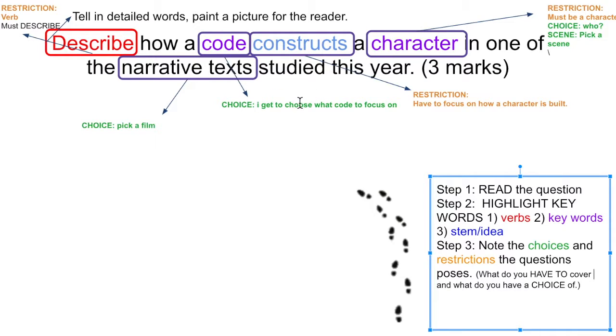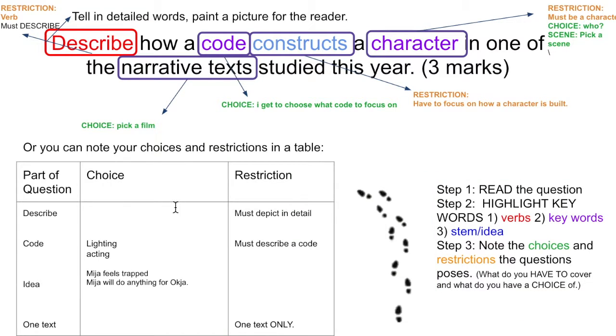You can do this brainstorming in an annotation if you want, like I've done here, or you can organize it in a table like this. So I've done what part of the question, do I have a choice, do I have a restriction? And I've even started to do a bit of my brainstorming here. With my code, I've gone, maybe I'll do lighting or acting. With my idea that I'll talk about character, maybe I'll do that Midge feels trapped, or that Midge will do anything for Okja because that's her emotional goal.